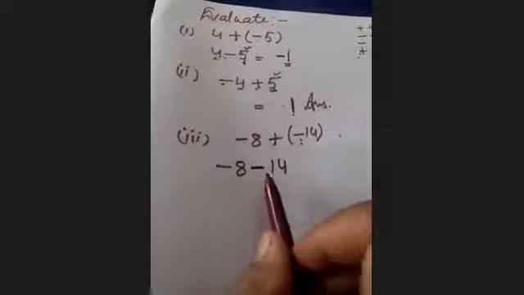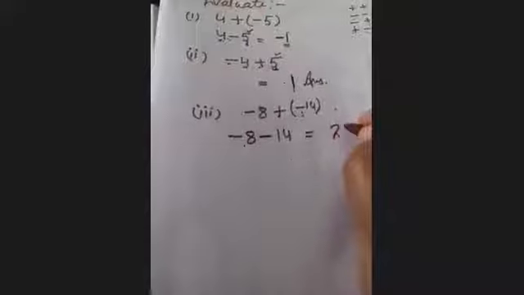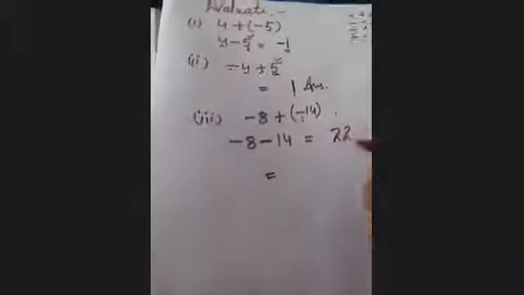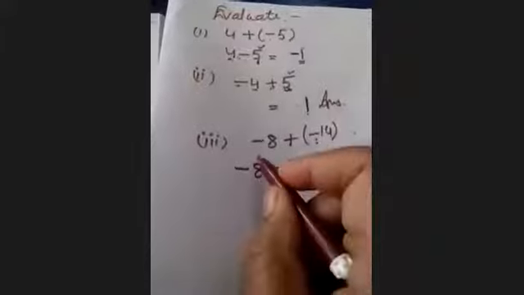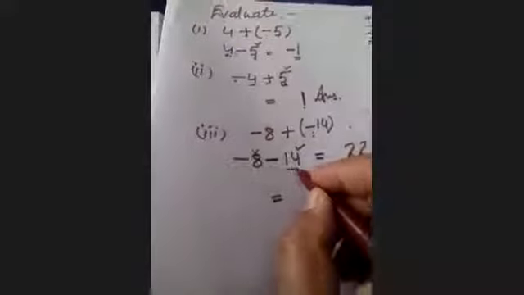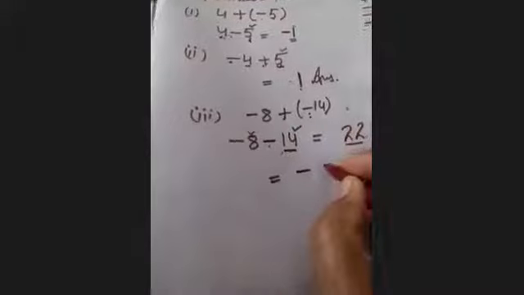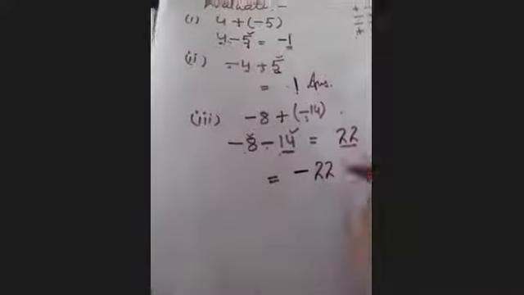Yes, students. Now we have both integers negative, -8 and -14. Minus minus plus. Now add 14 plus 8, which is 22. 14 plus 8 result is 22. Now compare this. The first integer is 8, the second is 14. The greater number is 14 and our greater number is with a negative sign. So the answer is -22.